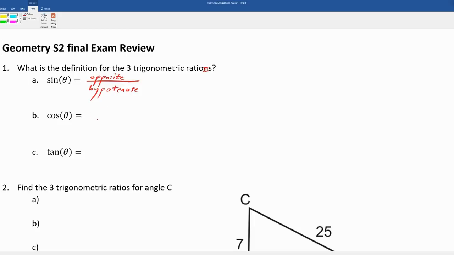Now for cosine, cosine also divides by the hypotenuse, but instead of the opposite, it uses the adjacent. So the adjacent side divided by the hypotenuse. Tangent, he's the special guy. He only uses the legs, so he only uses the opposite side divided by the adjacent side.